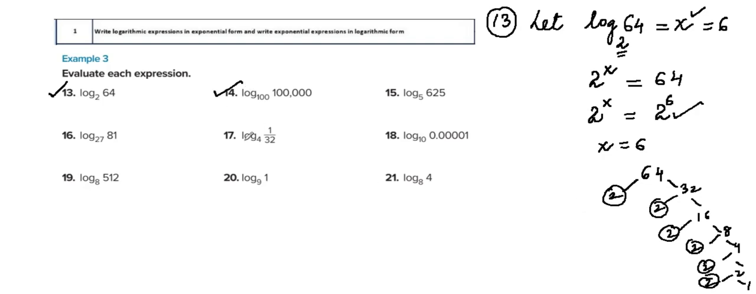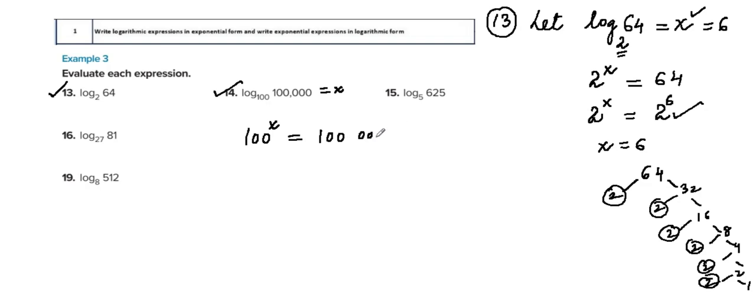Look at the 14th now. Let us suppose this is equal to x. So what are we going to do? 100 is the base, x, and it is equal to 100,000. So change this into a power of 10. So 100 means 10 power 2x, and 100,000 will be 10 power, how many zeros? 5 zeros, 10 power 5.